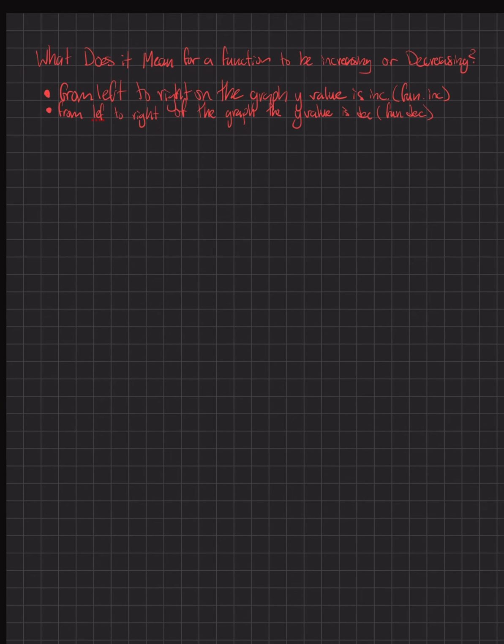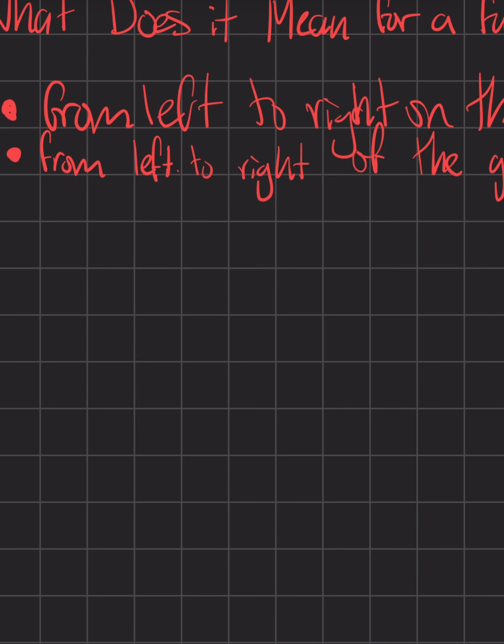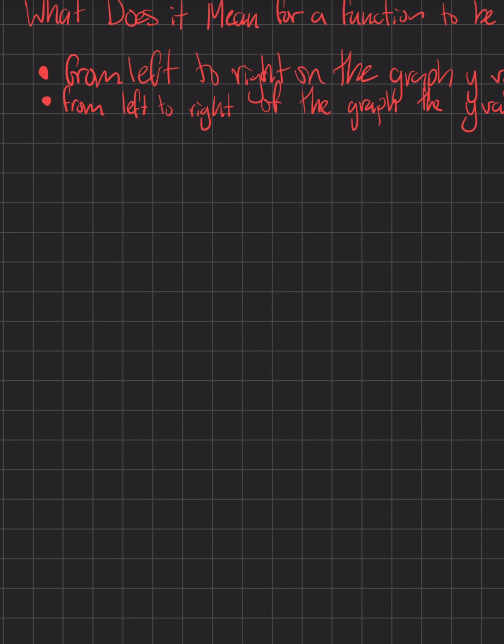Now, if you want to get into the actual formal definition of what it means for a function to be increasing or decreasing, what it actually means is that if you take the derivative of f of x, remember that the derivative of f of x is just the slope of your function. If it's greater than 0, then that means your function is going to be increasing. And if the derivative of f of x is less than 0, then that means it's going to be decreasing.